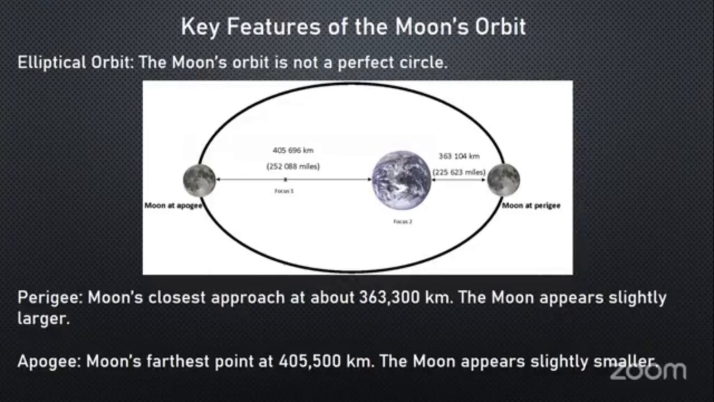Then at apogee, the moon is further out, and the distance is around 405,500 kilometers. At this point, the moon appears slightly smaller. The reason why it appears slightly larger and smaller throughout the year is because of the elliptical orbit. If the orbit were a perfect circle, the moon would remain the same size throughout the year. That is the basic fact.